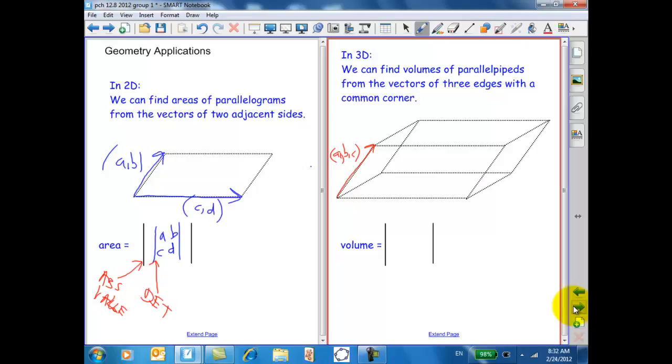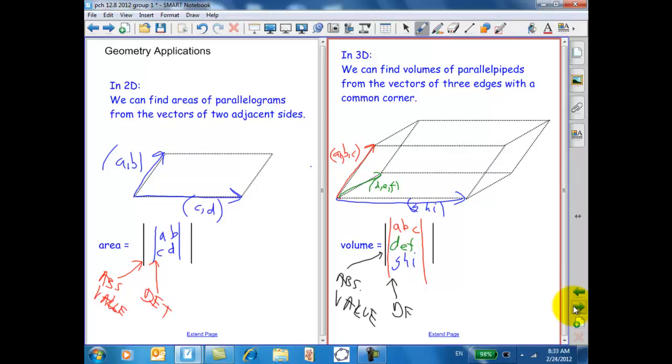And you take the vectors of the 3 edges coming out of a common corner. So let's call this ABC, and that shows up here as ABC. And again, I'm doing the double thing there because you could possibly get a negative determinant, so you have to take the absolute value of it. ABC, DEF, GHI. And again, this outer one is actually the absolute value, and then this inner set is the determinant.